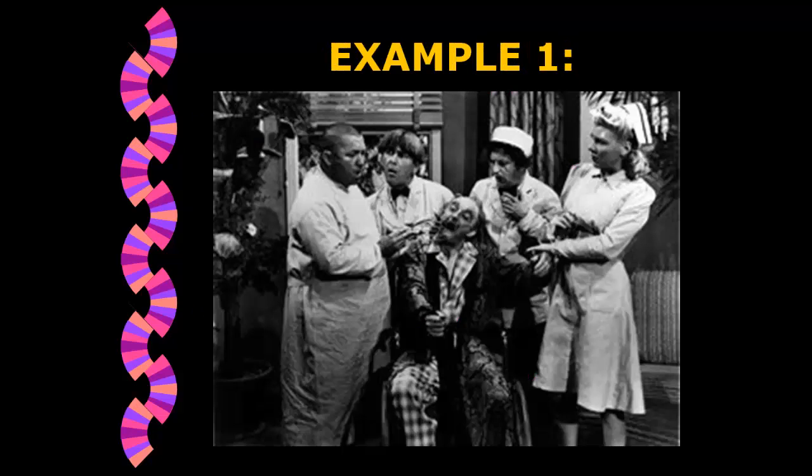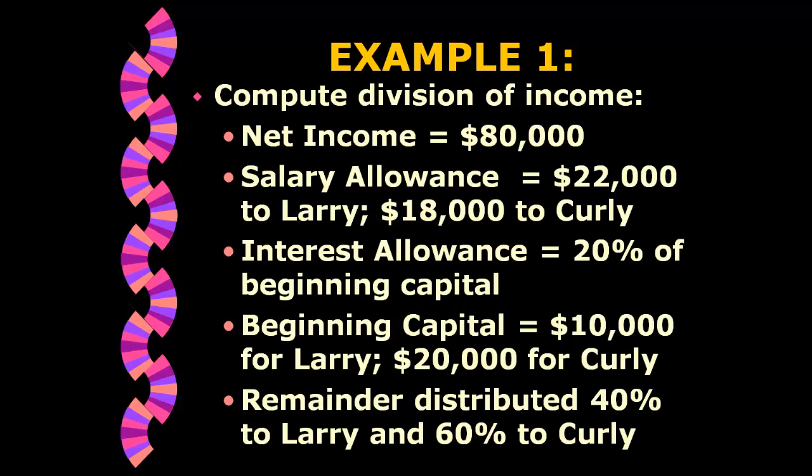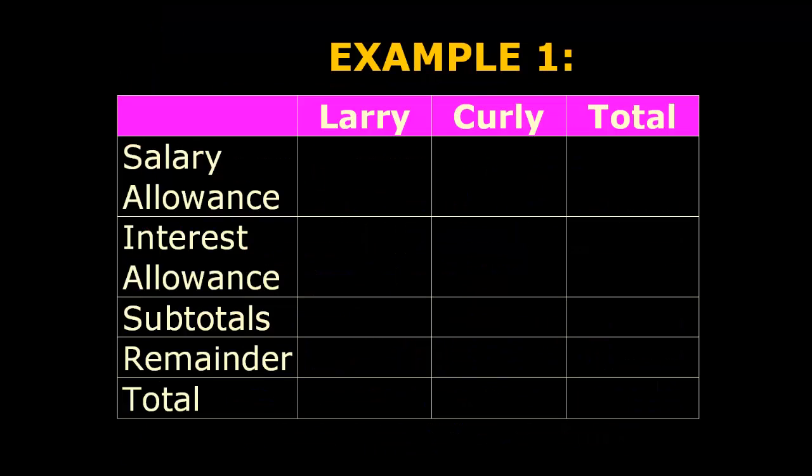Our first example includes the following data. We have a net income of $80,000. Larry is going to get a $22,000 salary allowance. Curly is going to get an $18,000 salary allowance. An interest allowance of 20% will be given on each partner's beginning capital. Larry's beginning capital is $10,000. Curly's is $20,000. Whatever remainder there is after the salary allowance and after the interest allowance will be distributed 40% to Larry and 60% to Curly.